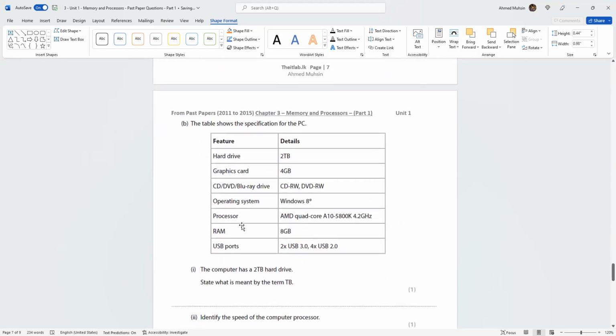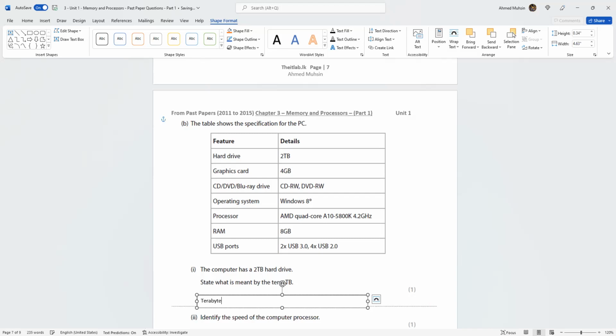Moving on to the next one, it says the table shows the specification for the PC. So over here, these are the specs of a PC. The computer has a 2 TB hard drive. State what is meant by the term TB. We did a very similar question earlier, but in that question they used GB. Over here, they're using TB. So we very simply say TB means terabyte.